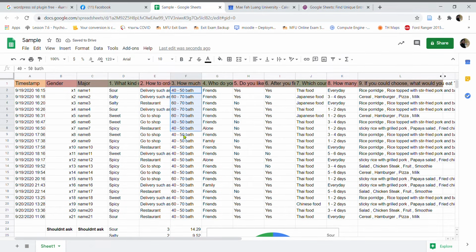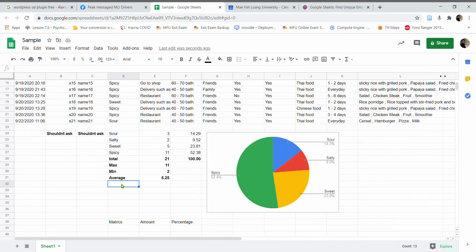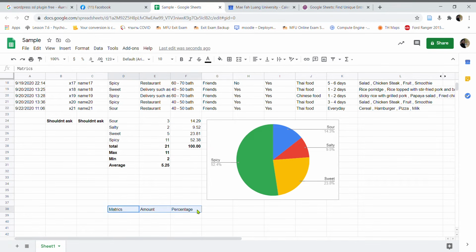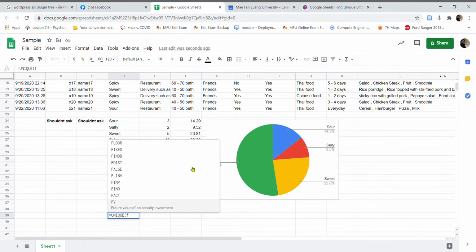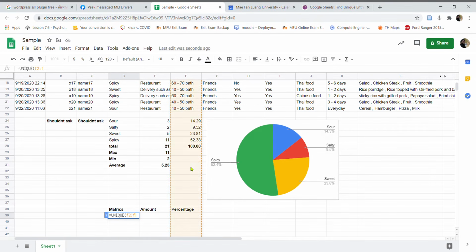I'm going to extract it from here. I make it bold here, and then I say equal to unique, this one, and then F2 to F22. I enter. So it's actually only two values which are unique. So I can count now.